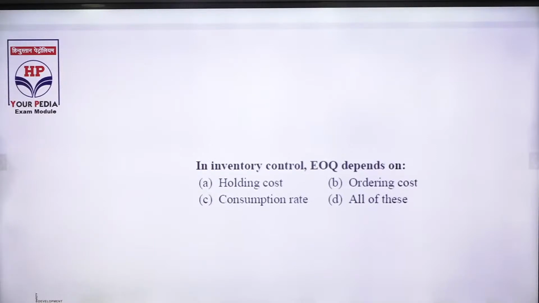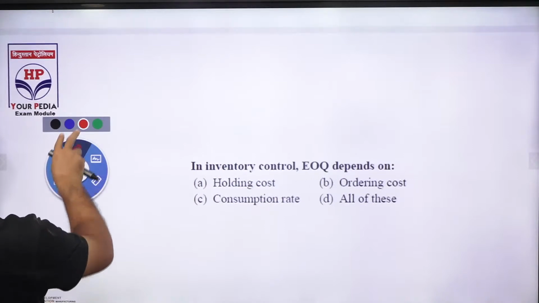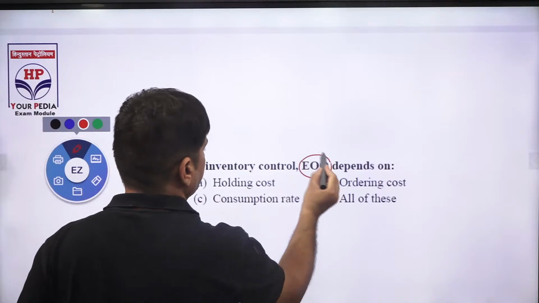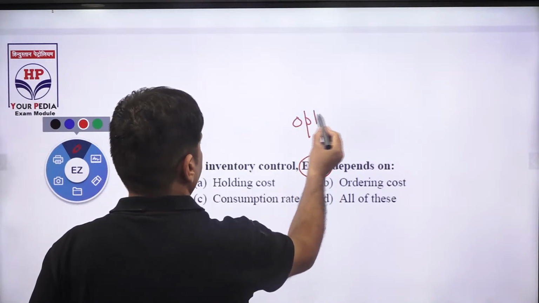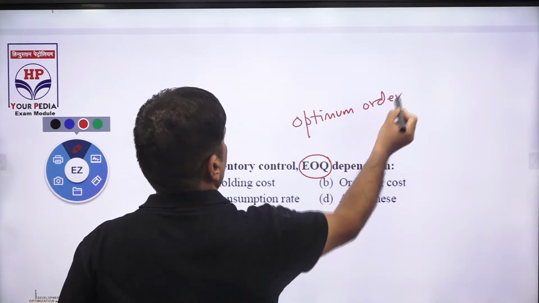And Pareto analysis is also related to that particular thing. Inventory control, economic order quantity depends upon what? There is a term called economic order quantity, and this is basically the optimum quantity which you order. Economic order means optimum order, so that my inventory cost is minimum.